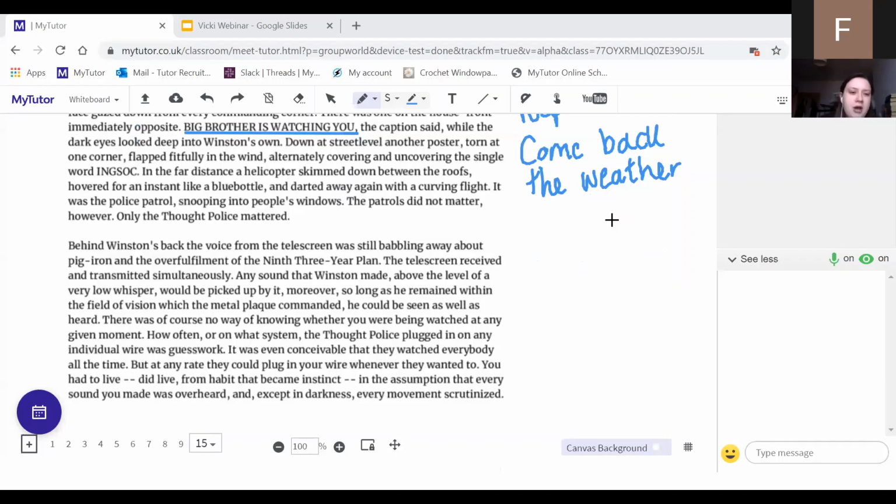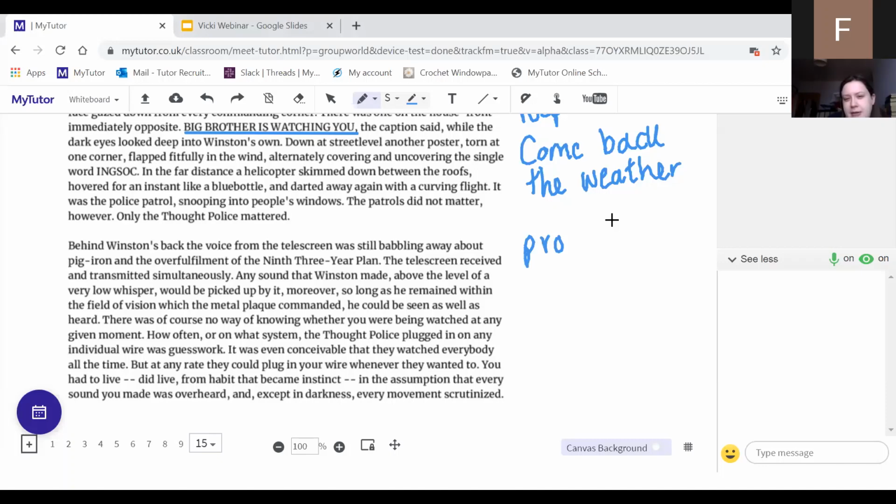Behind Winston's back, the voice from the telescreen is still babbling away about pig iron. It seems to be completely inescapable, this telescreen, and the over-fulfilment of the 9th Three-Year Plan.